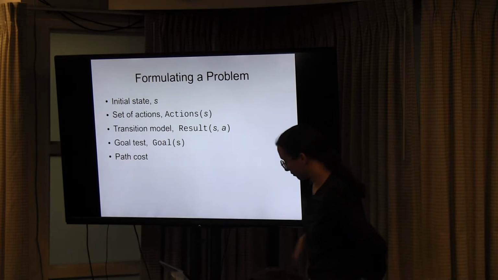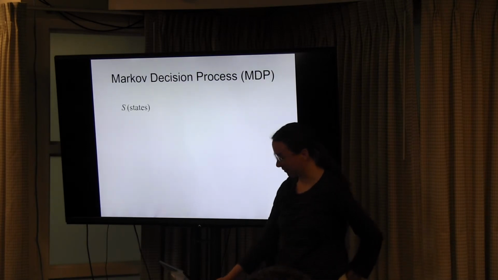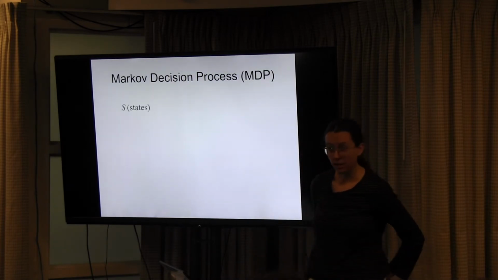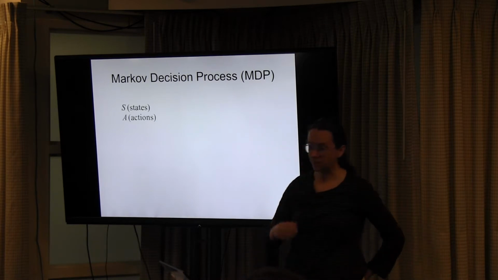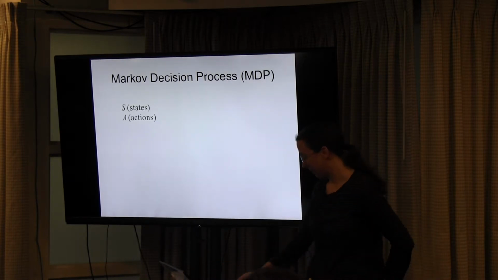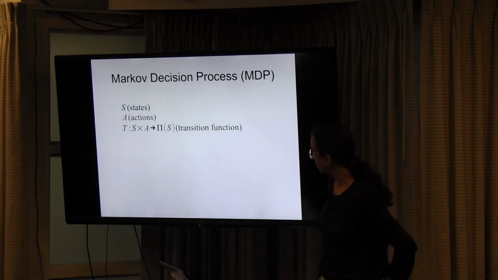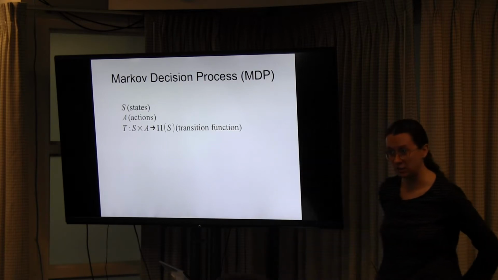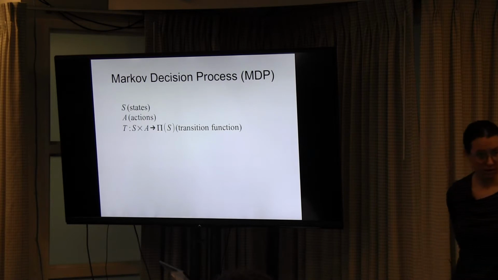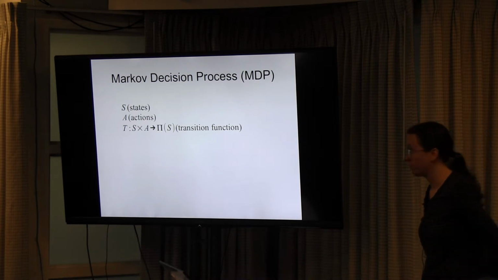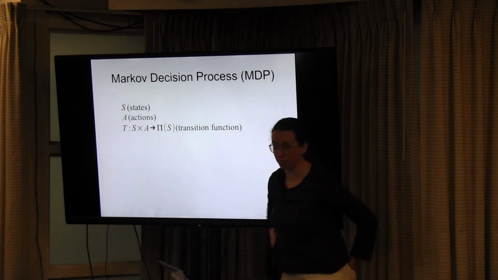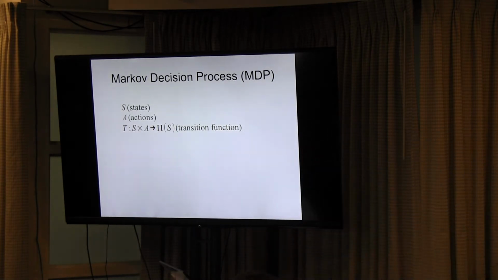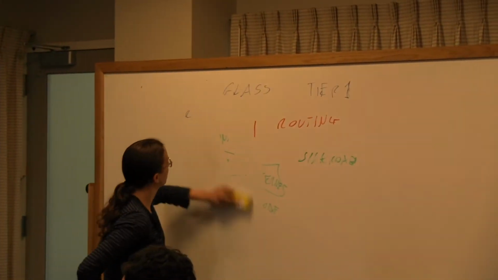To formalize this, we're going to have, same as before, a set of states. And then we're going to have, also same as before, a set of actions. But our transition function is a probability distribution. We're writing this as a pi of S. It takes as input a state and an action, and it returns a distribution over successor states. This distribution is basically the probability of S prime given that I was in state S and I took action A.